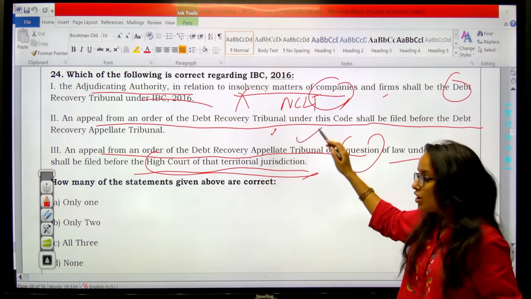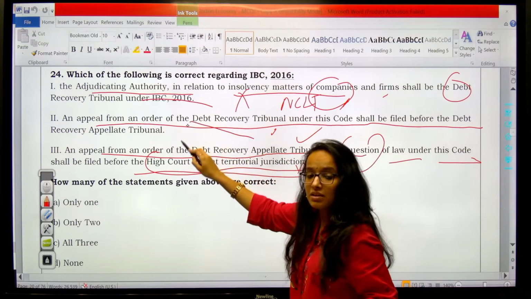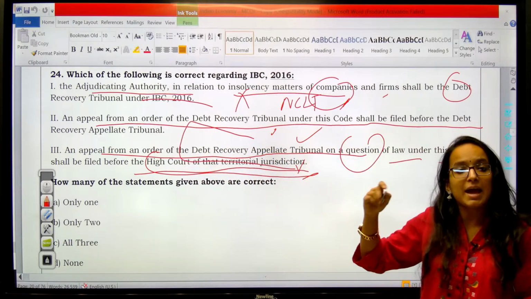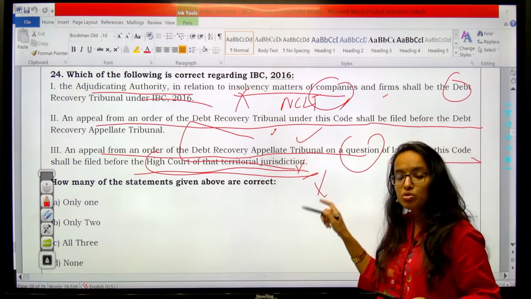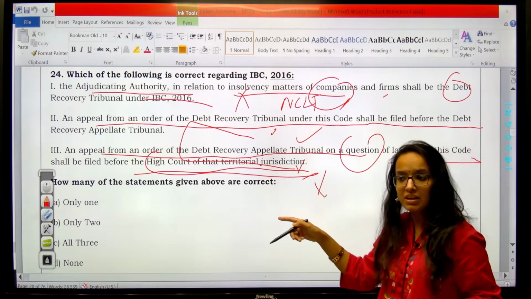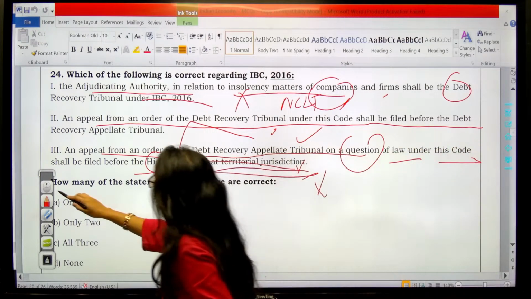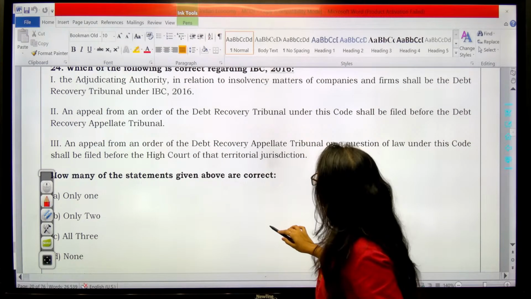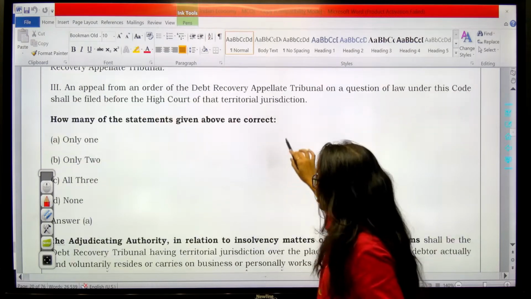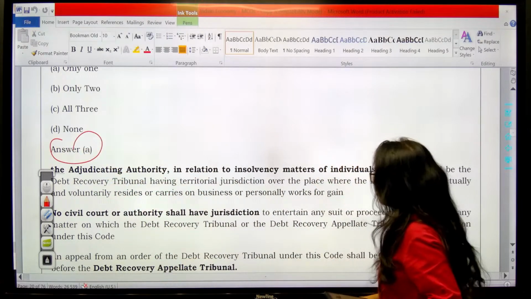So this is true, but here we have a problem. If you have a problem again with the judgment of Debt Recovery Appellate Tribunal, then you don't have to go to the High Court. You have to file it within 45 days to the Supreme Court of India. Okay, so A has to be the right answer. Only one statement here is correct, which is your second statement. So here you can see A is the right answer.